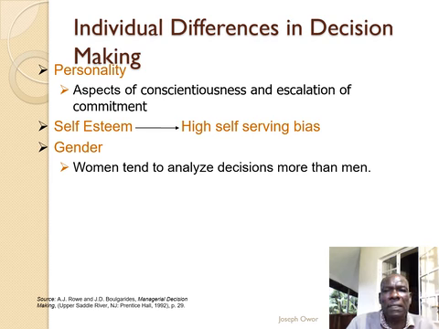What makes differences in decision making? Personality. Aspects of conscientiousness and escalation of commitment. We studied personality in topic 3, and so we know that there are personality traits that fit with particular jobs. So decision making can be affected by the nature of personality, but also affected by self-esteem, and also by gender.